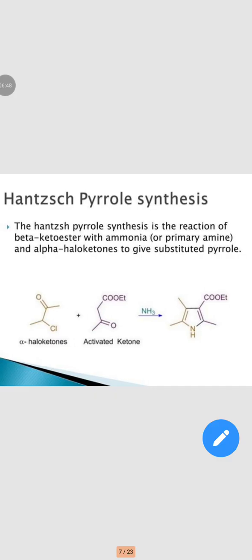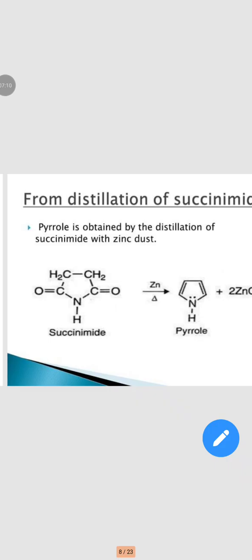Hantzsch pyrrole synthesis. This method is the reaction of beta ketoester with ammonia or primary amine, and alpha haloketones. The alpha haloketone is reacted with the activated ketone in the presence of ammonia to form a substituted pyrrole.